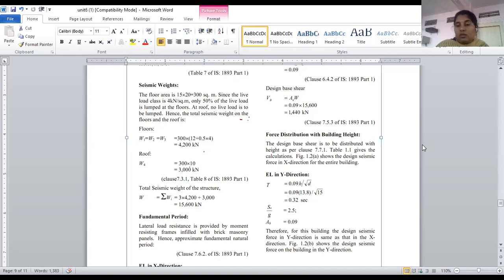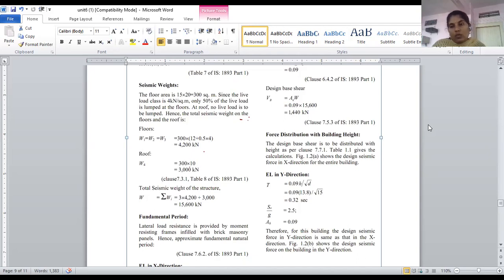For the 3 floors, the seismic weight will be the same. The only difference is for the roof portion, where the mass will be different because the live load is different and the dead load is also different. That's why there is a difference between the floor loads and the roof load. So we have to calculate the mass of one floor.